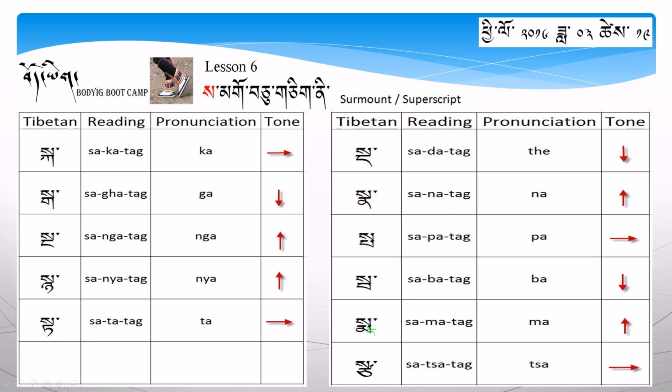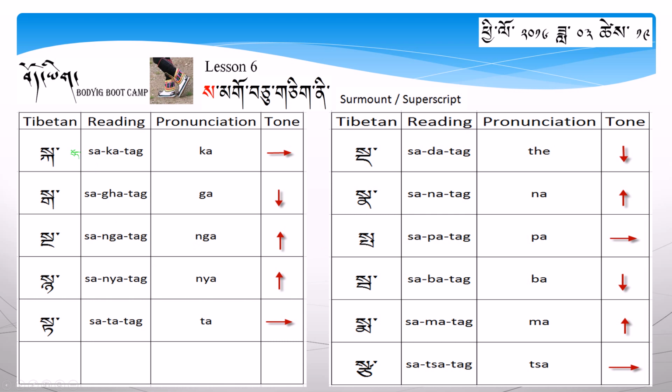So this is ma, as in mango. But now with this, it becomes ma. So it's not mango, but rather mango, right? So without the surmount sa, it's ma. When you add this, it becomes ma. Now this is a male letter, so there is no change. So this is za, right?